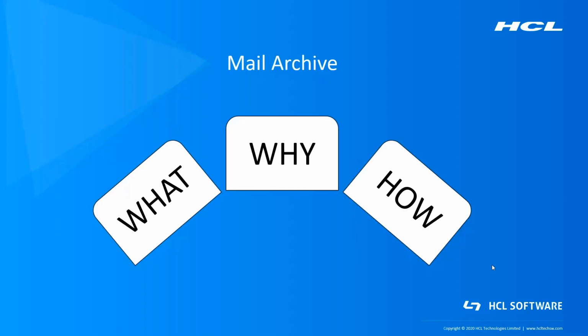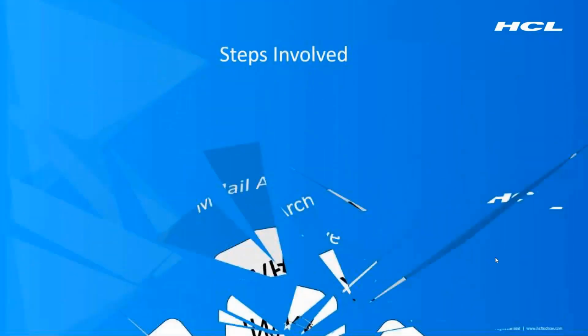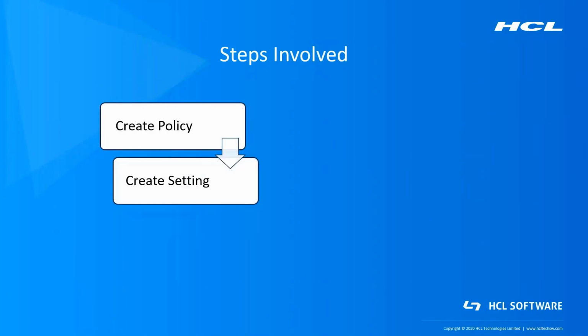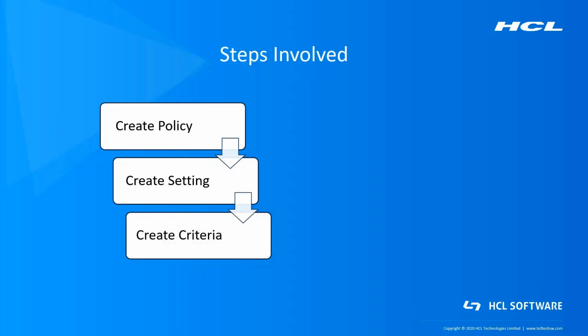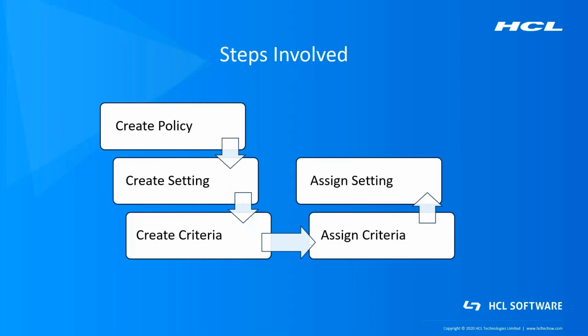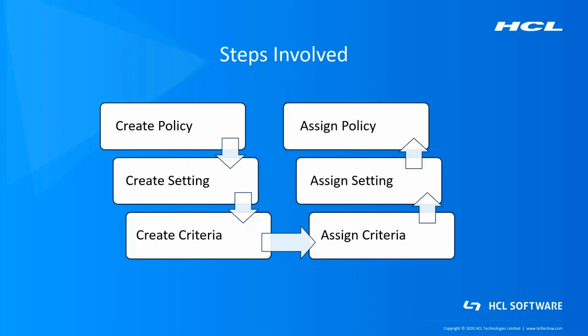Moving on to how a mail archive policy can be created, let us break it into steps. Once you are inside the policy creation, you have to first create a setting. And before finishing creating a setting, you have to first create a criteria. Once the criteria is created, you have to assign that criteria to a setting. Then the setting is assigned to a policy. And finally, the policy is assigned to the corresponding user. Let's proceed to the practical demonstration.